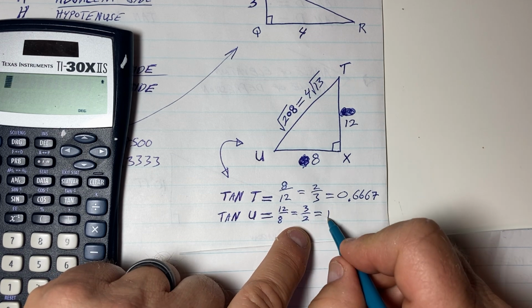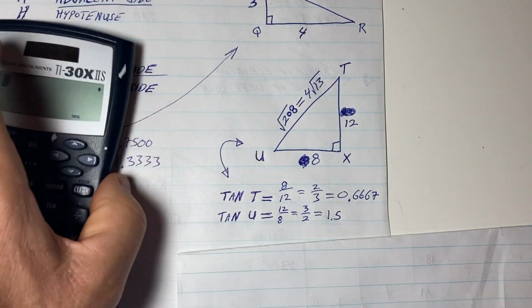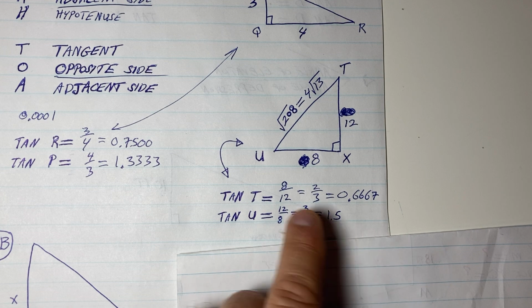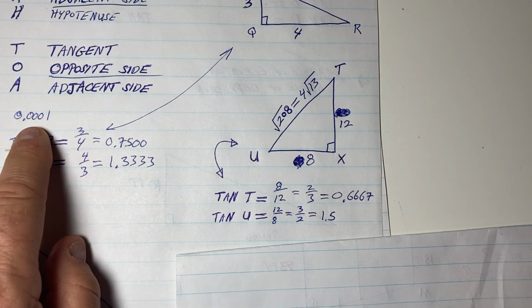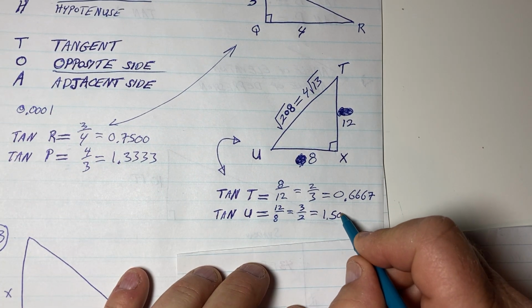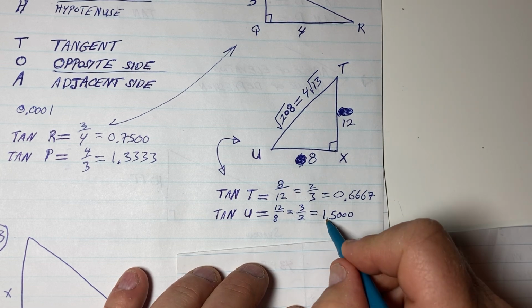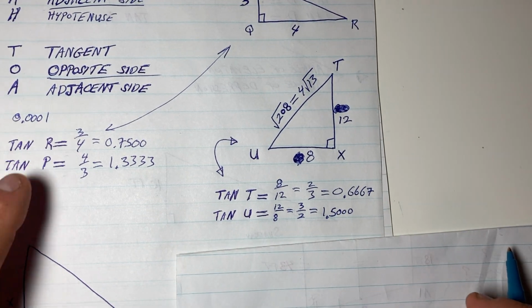And that, written as a decimal, is 1.5. And in college, you would not get credit because it says 4 places past the decimal. Okay, 1, 2, 3, 4. There we go. Simple. Done.